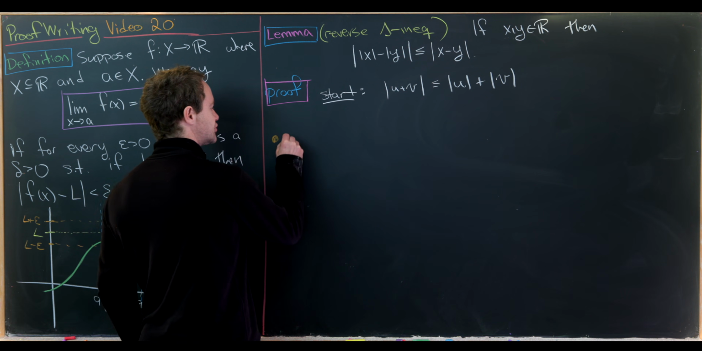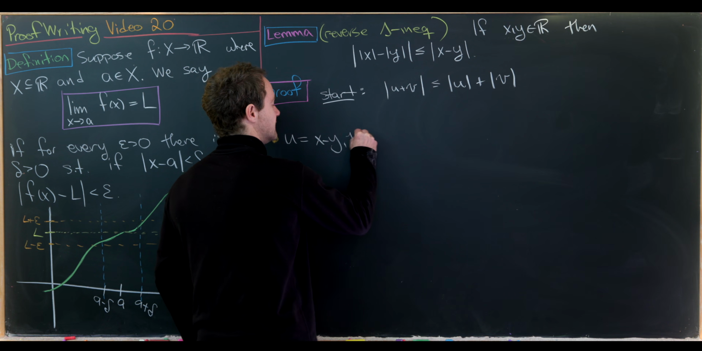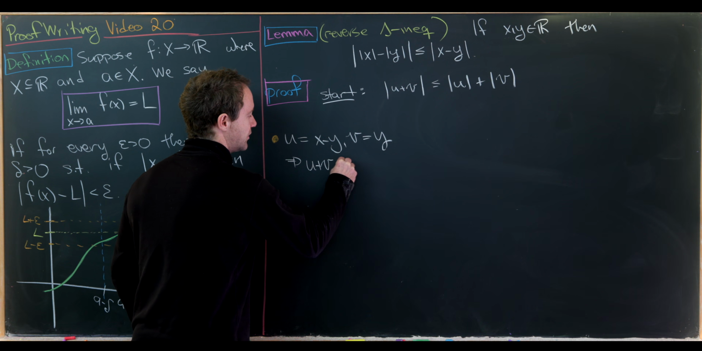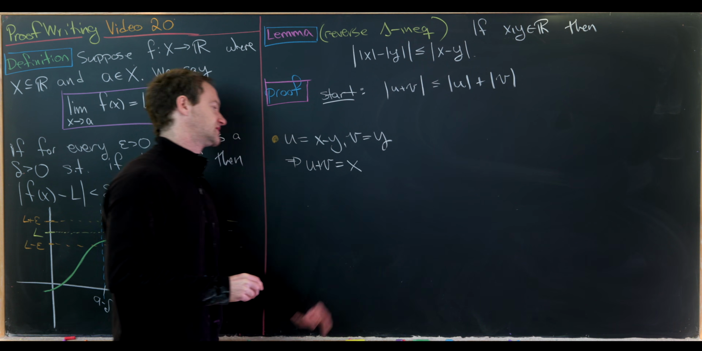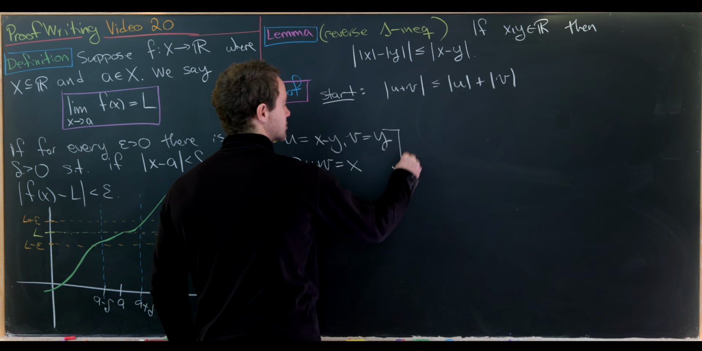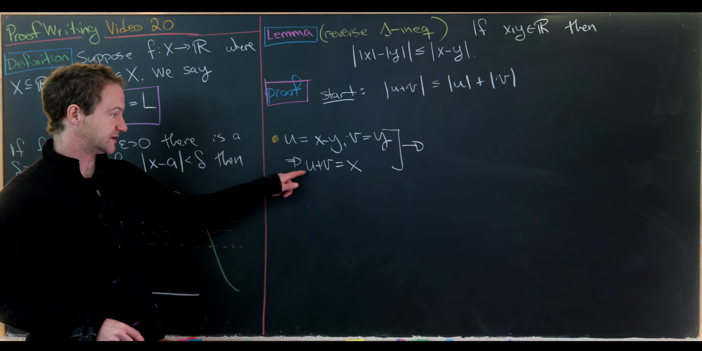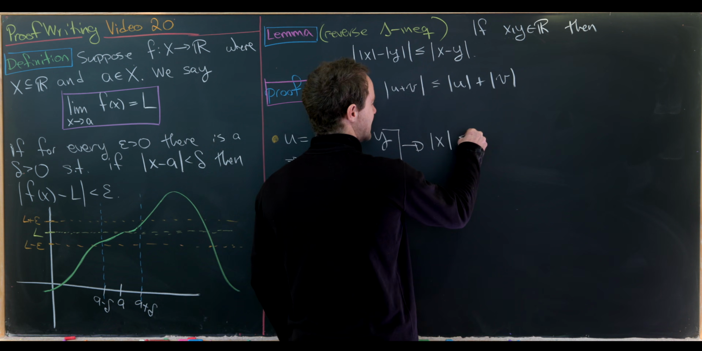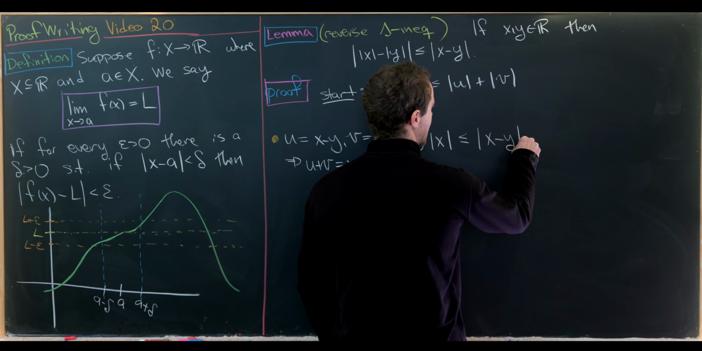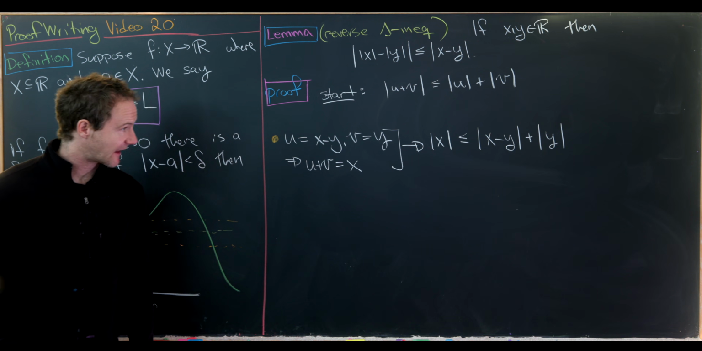Okay, so let's start with u equals x minus y, and then v equals y. Let's note immediately that this tells us that u plus v is equal to x, just by simple calculation. So plugging this into our triangle inequality, which we proved on the previous board, gives us the following inequality. So the absolute value of x, like I said, is less than or equal to the absolute value of x minus y plus the absolute value of y.